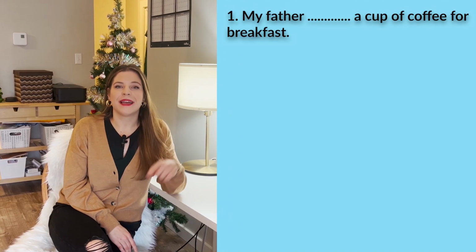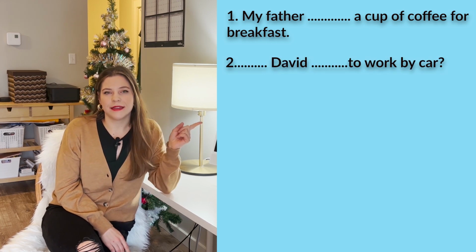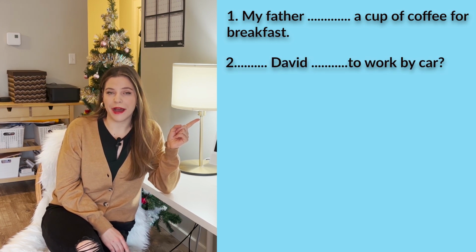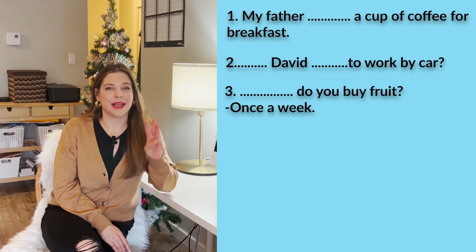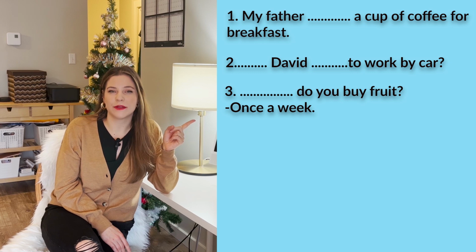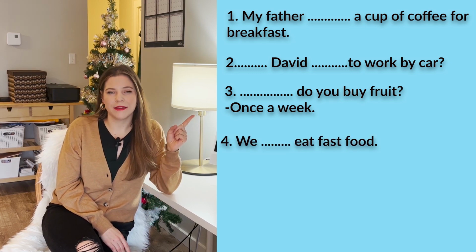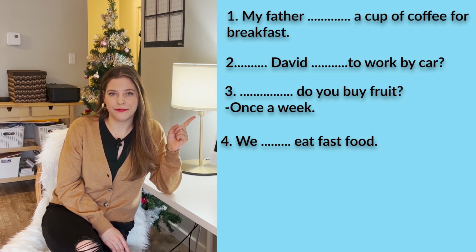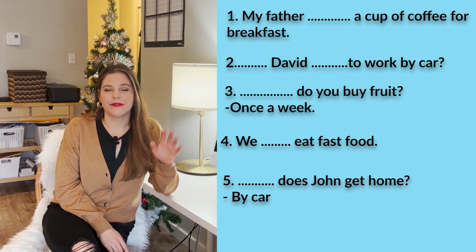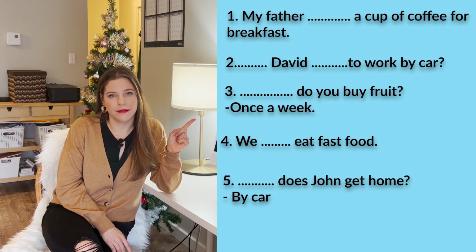Number 1, my father, blank, a cup of coffee for breakfast. Number 2, David, blank, to work by car. Number 3, do you blank buy fruit once a week? Number 4, we blank eat fast food. Number 5, does John blank get home by car?